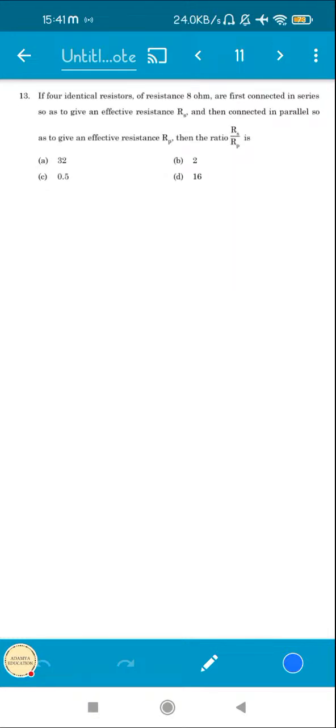Question number 13, we are slowly moving to physics. The next few questions are from physics itself. Let's see.